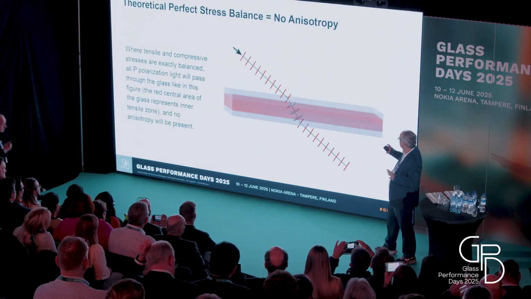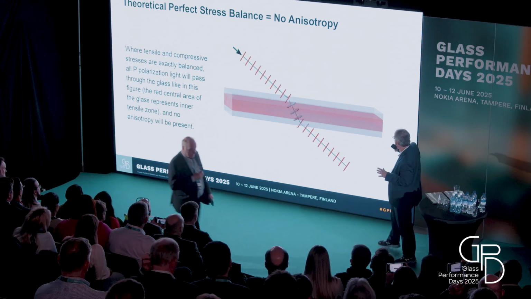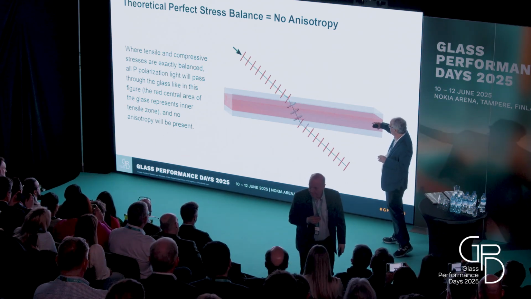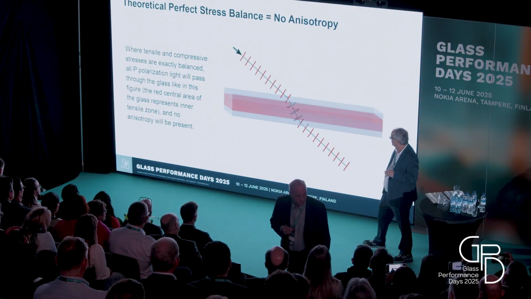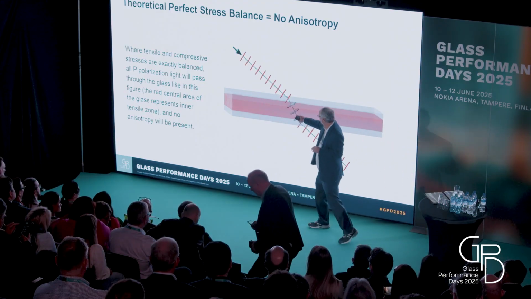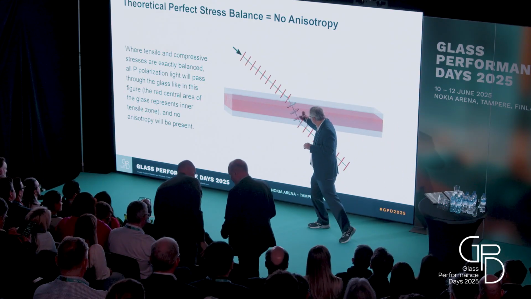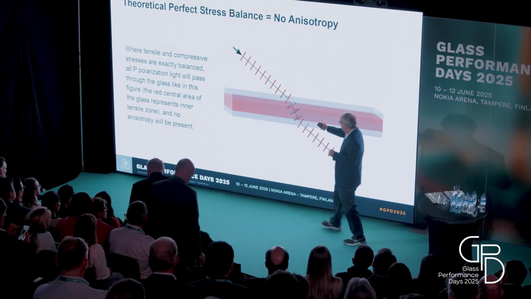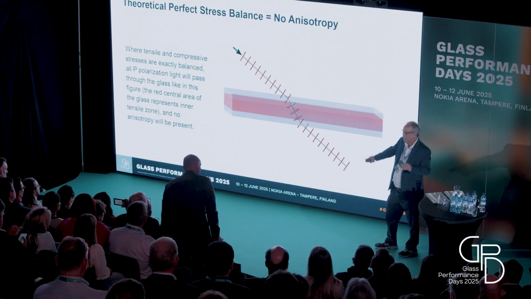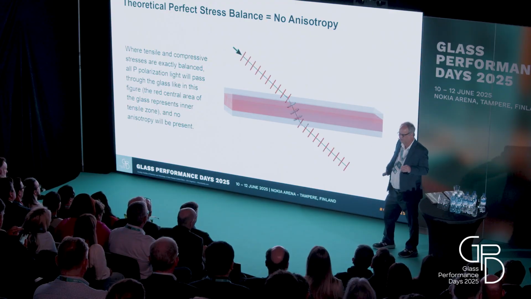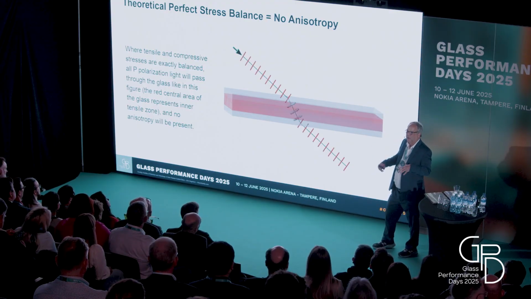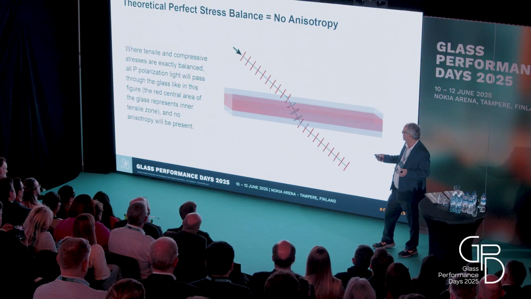In a theoretically perfectly balanced tempering situation, where the outside compression and the inner tensile layer are perfectly balanced, the P polarization goes through, it rotates going in a lot, and then it rotates the other way and it rotates out. By the time it hits the back surface, it's just like it came in and it transmits through just like if the glass was fully stress-relieved float glass.